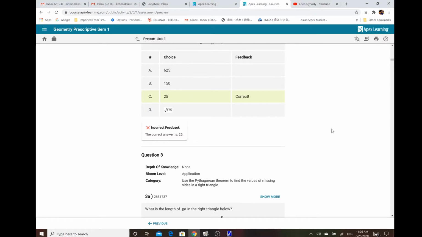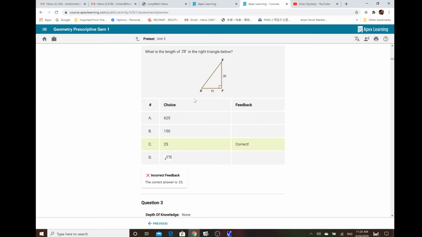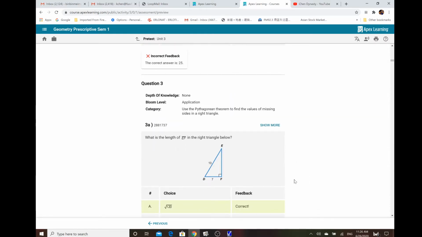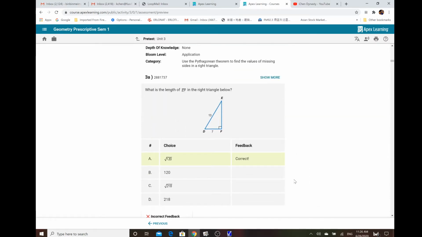Actually, it's 25. It's a perfect square number. So once you take the sum, it's going to be 625. So square root of 625, which is 25. Okay. And then for number 3a, this one uses the alternate form of the Pythagorean theorem.